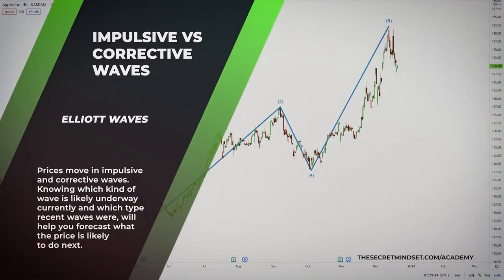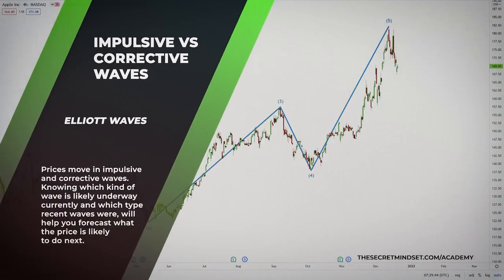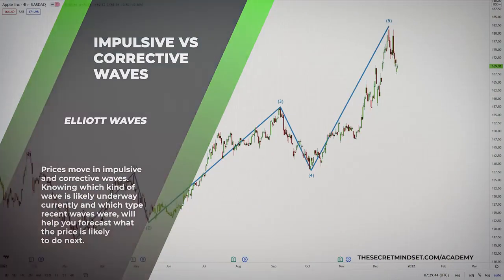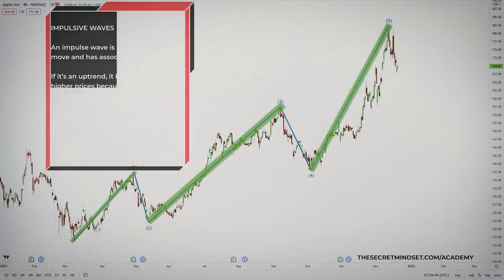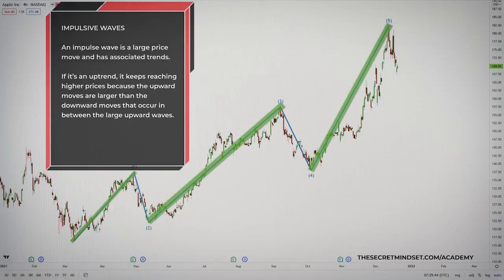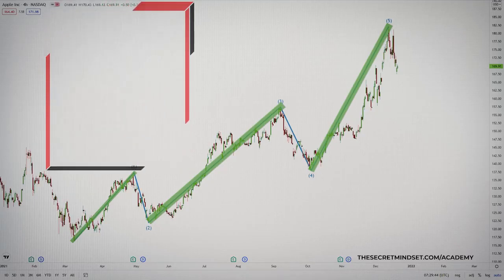Price moves in impulsive and corrective waves. Knowing which kind of wave is likely underway currently and which type recent waves were will help you forecast what the price is likely to do next. An impulsive wave is a large price move and has associated trends. If it's an uptrend, it keeps reaching higher prices because the upward moves are larger than the downward moves that occur in between the large upward waves.